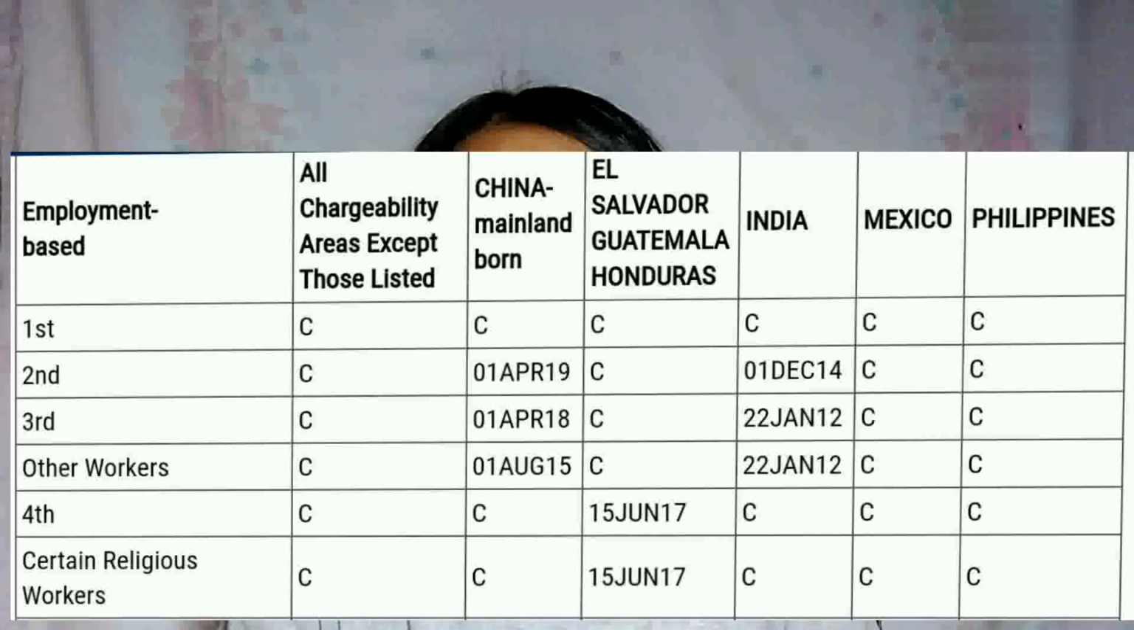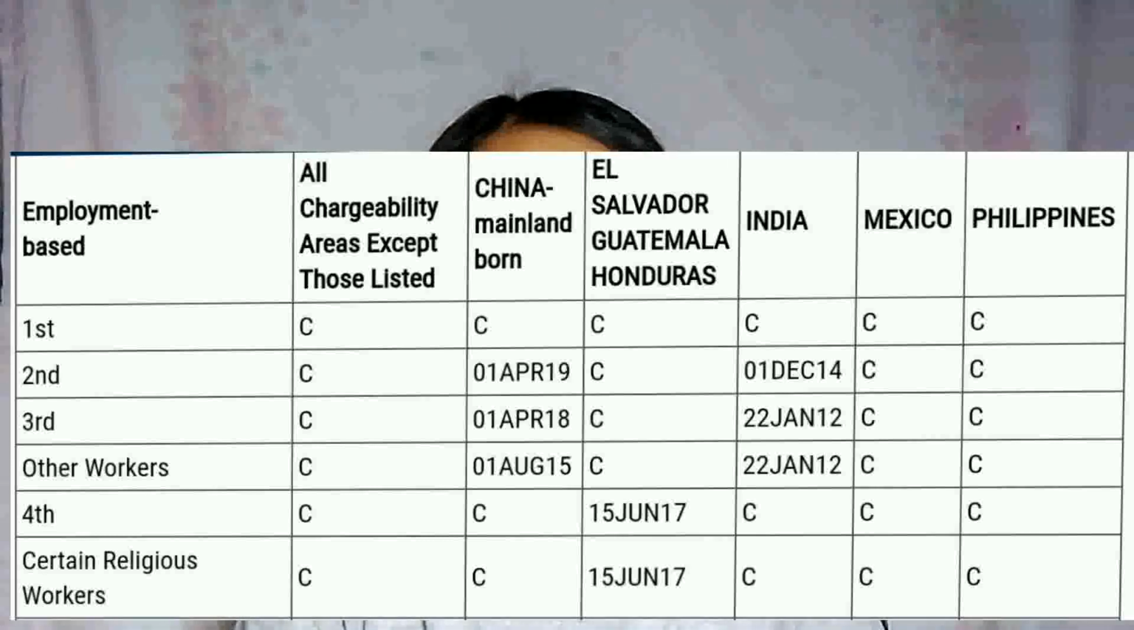Certain religious workers is all chargeability areas except those listed is current. China mainland born is current. El Salvador, Guatemala, and Honduras is in 2017. India is current, Mexico is current, and Philippines is current.